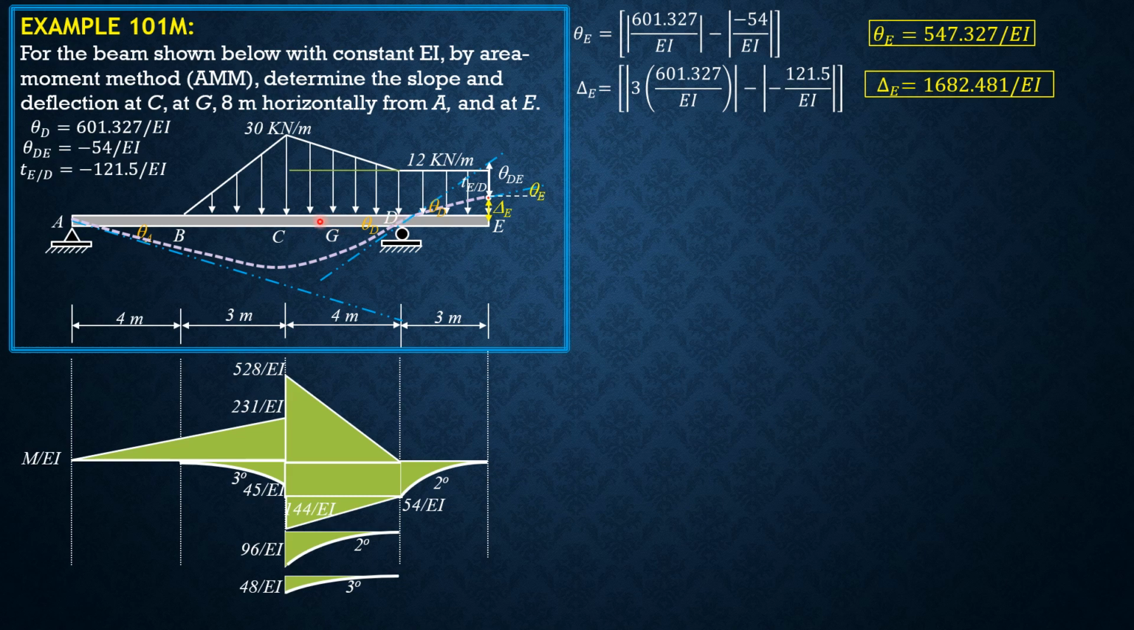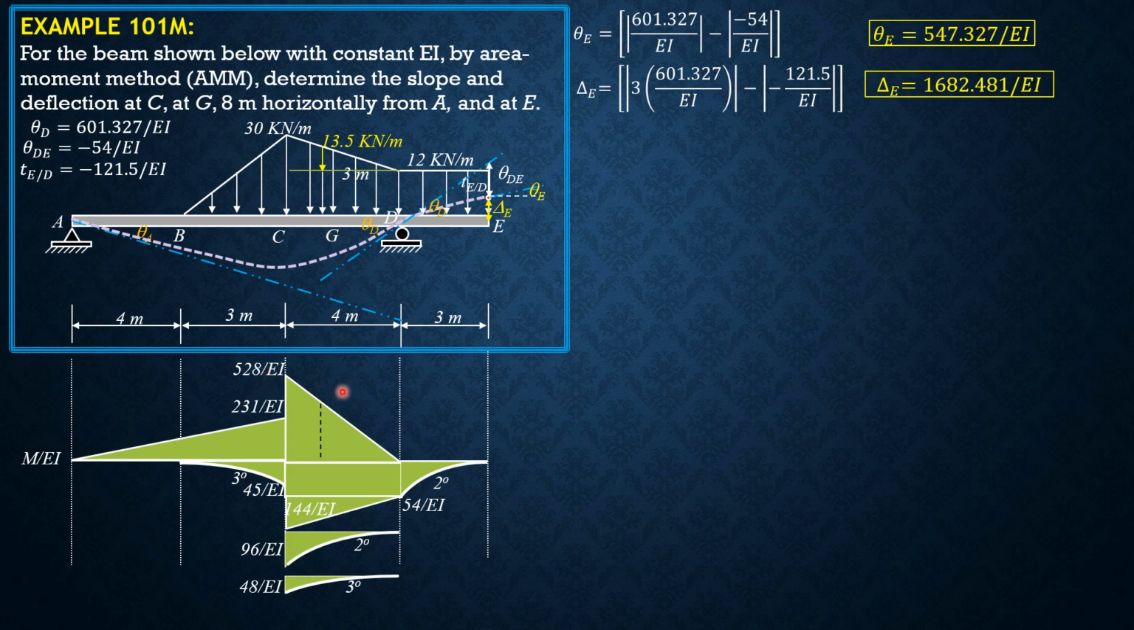Finally, we analyze G, and G is 8 meters from A, so 1 meter from C, 3 meters from D. We consider this portion only, G to the right, because if we consider CG, it's very complicated, especially the areas. So this is 18, and since the distance of G from D is 3 meters, 3/4 of 18 is the intensity of the load at G for the triangular part. So this is 12 kilonewton per meter. Then this yellow intensity is 3/4 of 18, which is 13.5 kilonewton per meter. So therefore, this is 528.